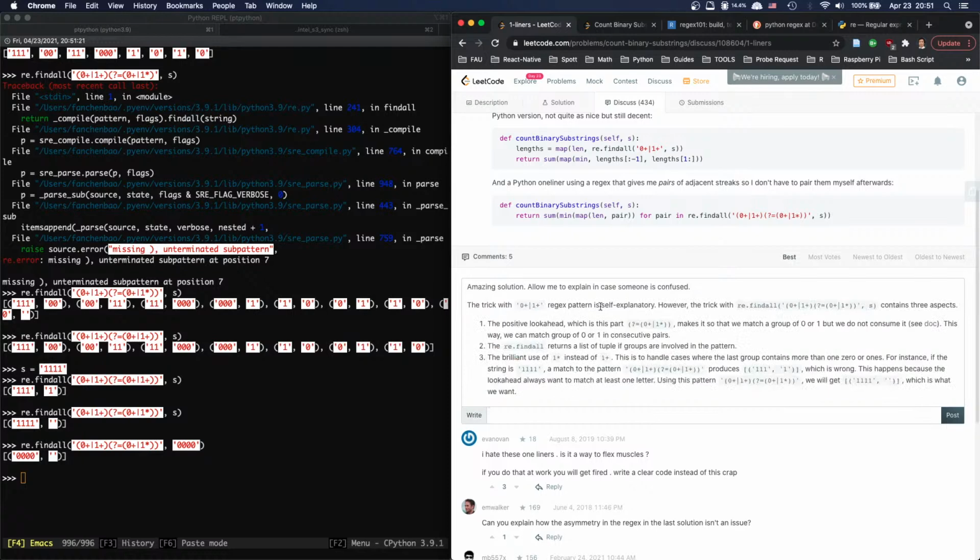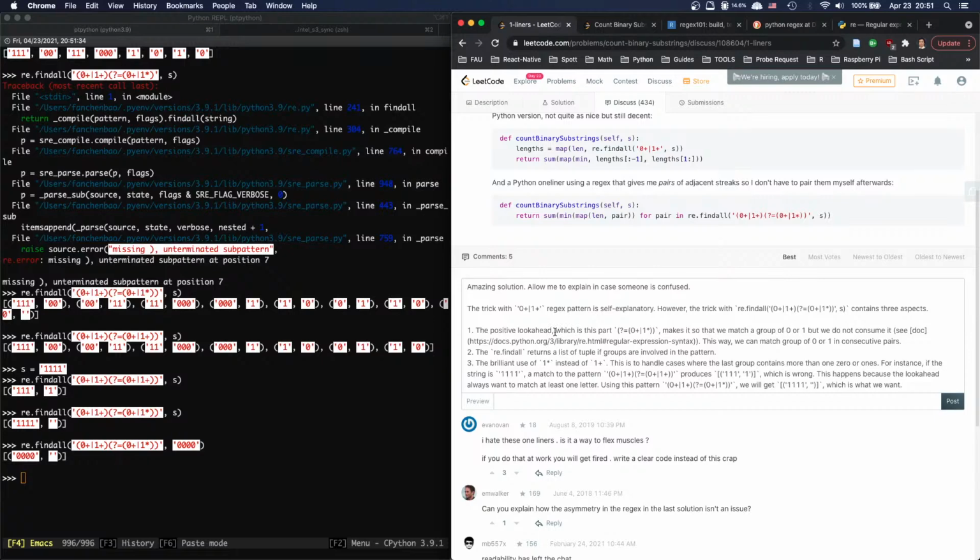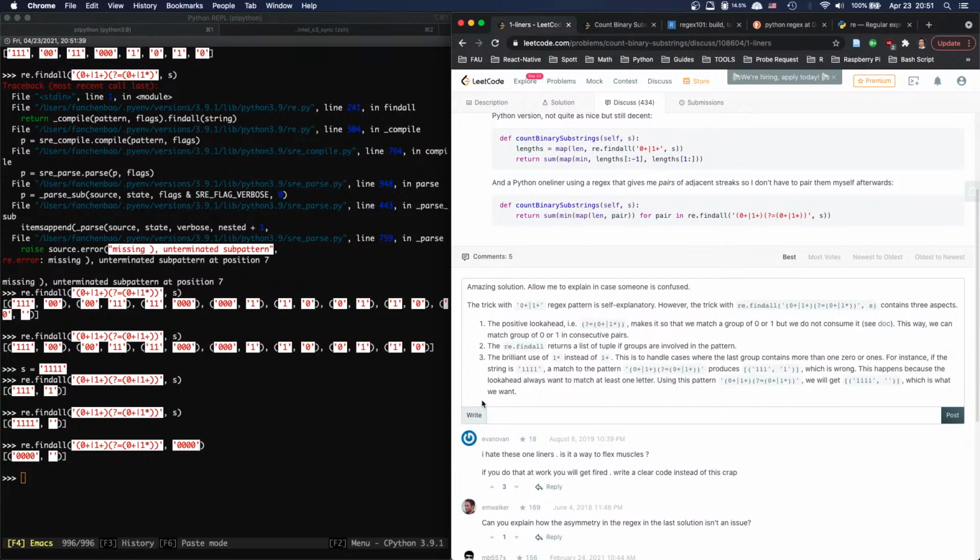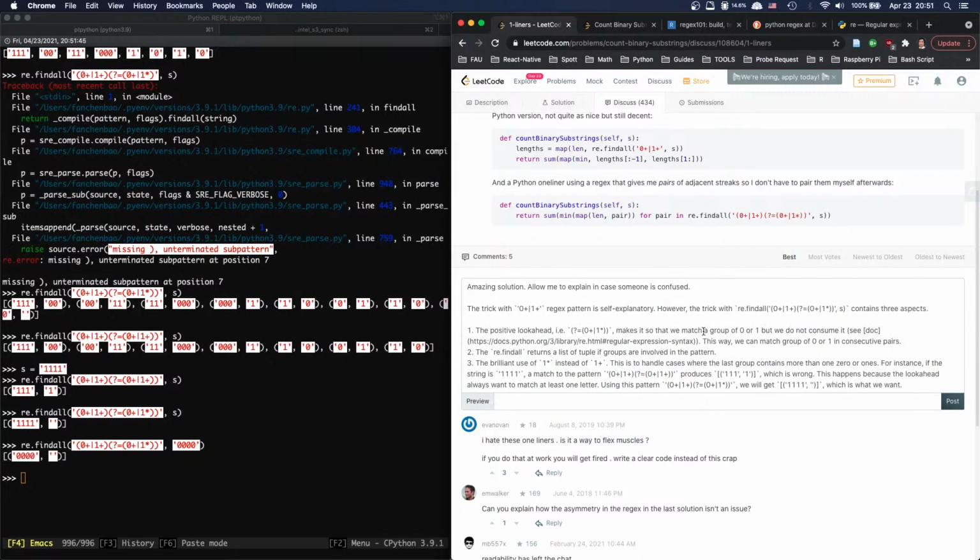The trick with this is self-explanatory. However, the trick with this contains three aspects. First, the positive lookahead, which is this part, makes it so that we match a group of 0, 1 without consuming it. Right? Match a group of 0, 1 without consuming it.